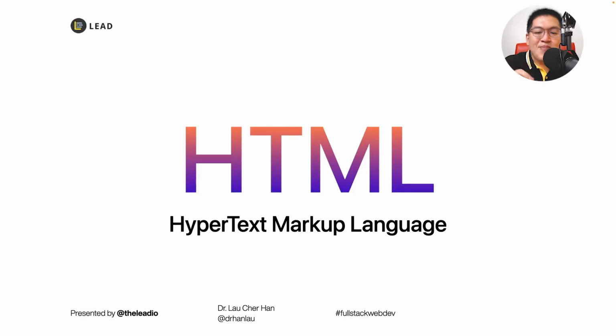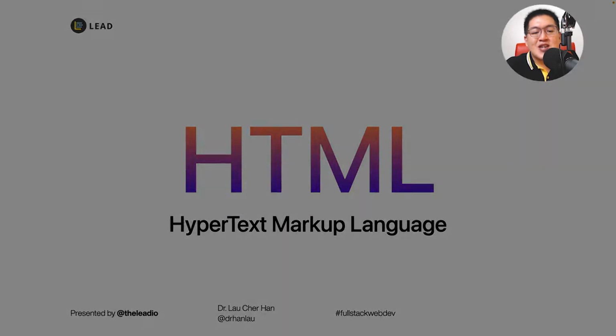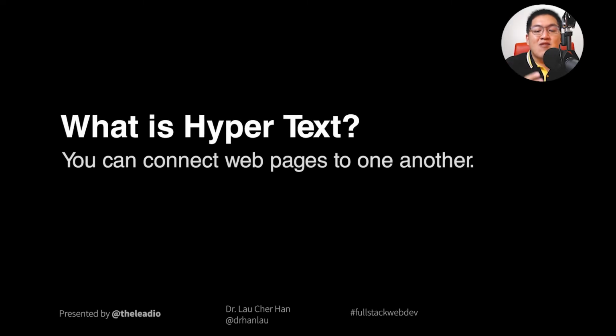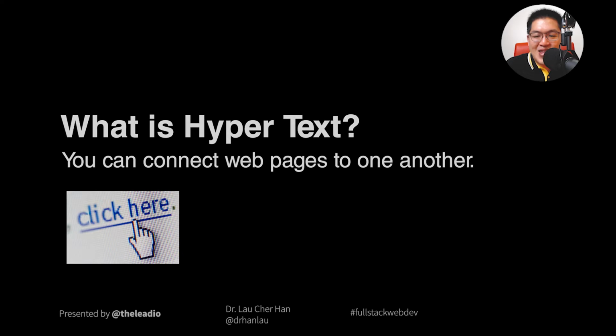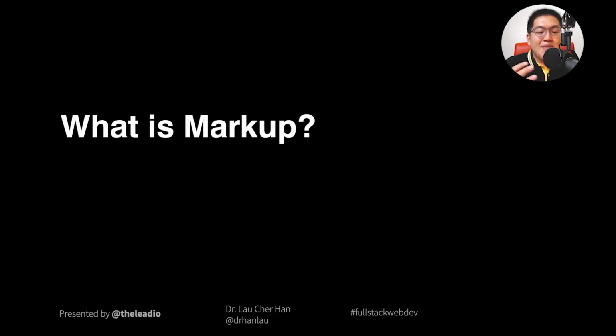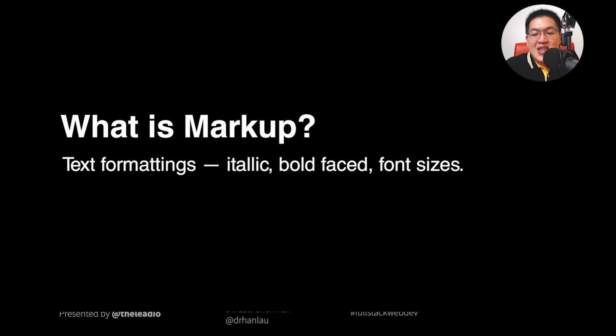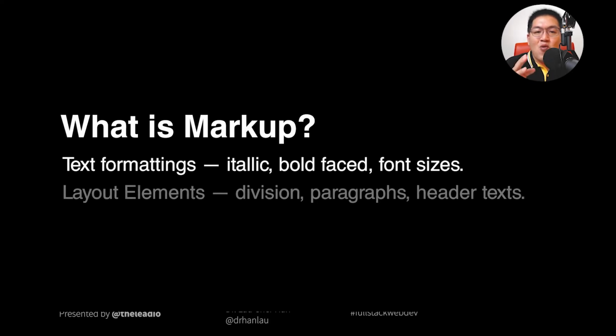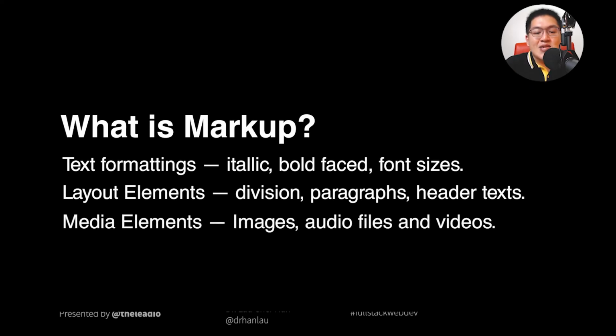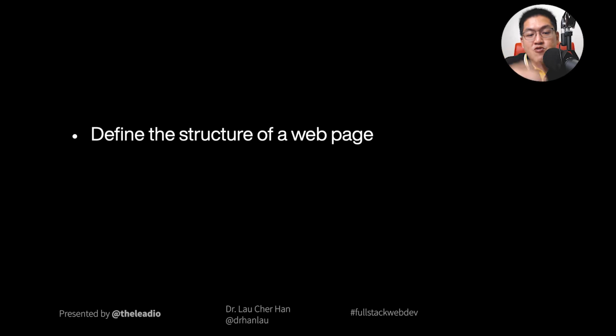Now, the first language you need to learn if you want to build a website is HTML, which stands for Hypertext Markup Language. What hypertext means is that you can connect web pages to one another, and that's why the links you see on a website are called hyperlinks. And markup means annotation that basically covers text formatting, italic, boldface, font sizes, or layout elements from divisions, paragraphs, your header text, to even media elements like images, audio files, and videos. All these things that we see in modern websites are defined using HTML. So in short, we use HTML to define the structure of a web page.